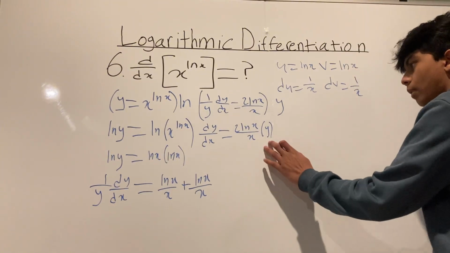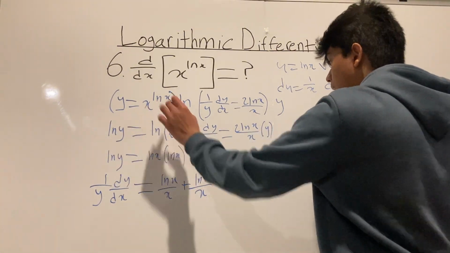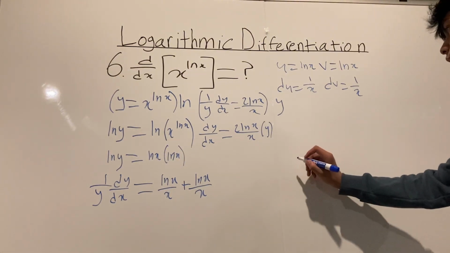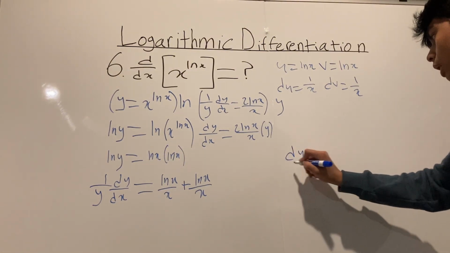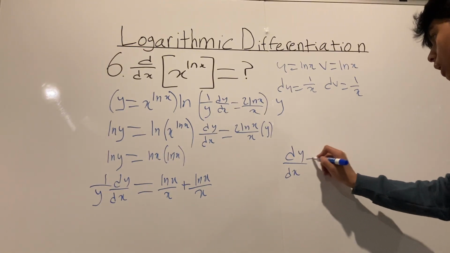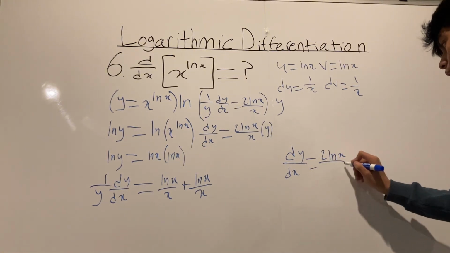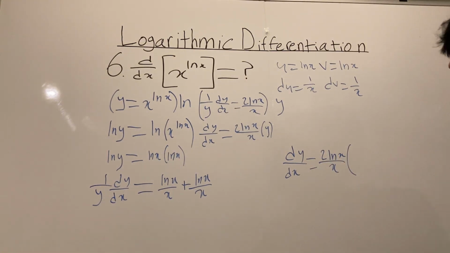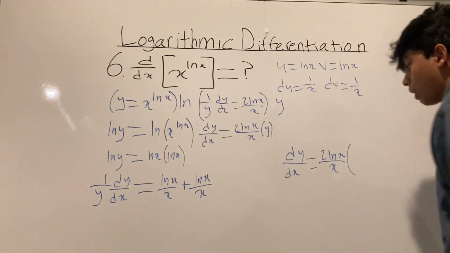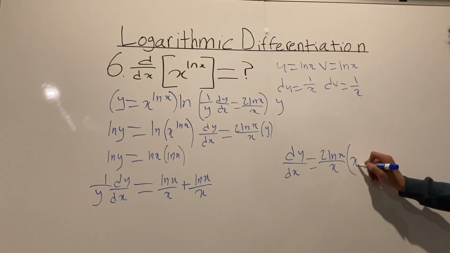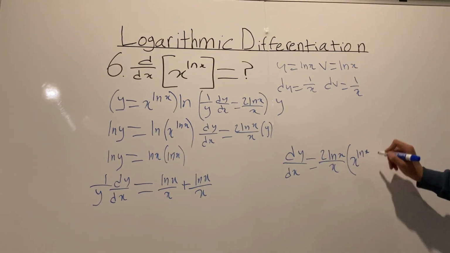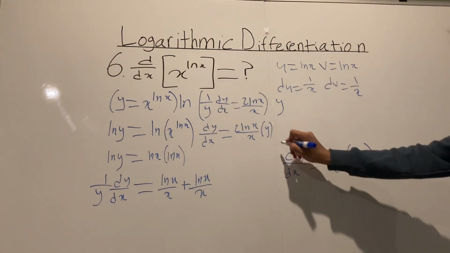And we said that y is the original function, x to the power ln x. So let's just write the final answer here. dy/dx equals 2 ln x over x times, and y, we said, is x to the power ln x. And this is the final answer.